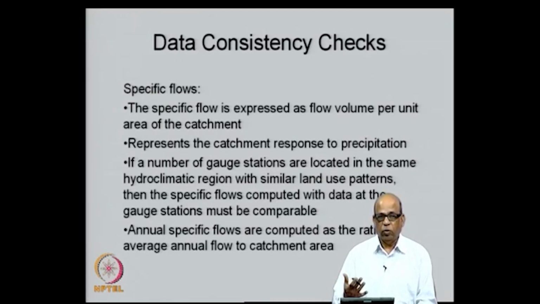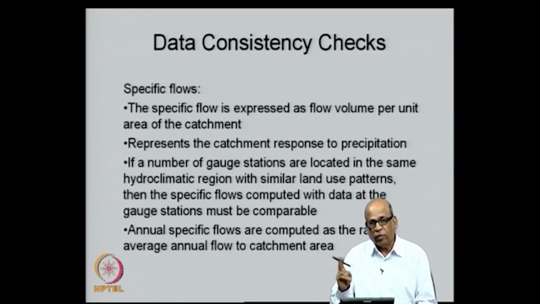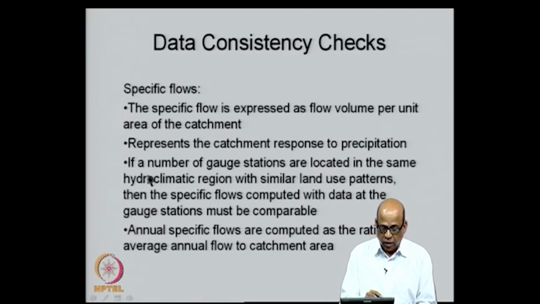Then we must be able to look for reasons why it is not comparable. There may be physical reasons why they are not comparable. Maybe your catchments are different, maybe your precipitation pattern is different, or maybe your water utilization is different in the two catchments and so on. So, the fact that the specific flows are different indicates that something is happening in the catchment or something is wrong with our measurement. So, we must be alert to such situations. If a number of rain gauge stations are located in the same hydroclimatic region with similar land use patterns, then the specific flows computed with the data at the gauge stations must be comparable.